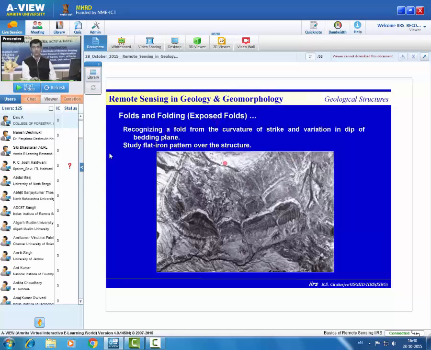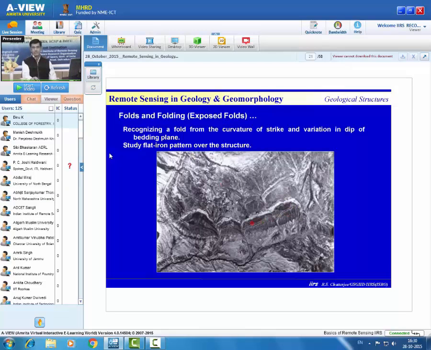So faults may be exposed faults, maybe buried. In case of exposed folds, you have to see whether there is a change in strike of the beds or a change in the dip of the beds. That is the definition of a folded structure, isn't it? So to recognize a fold, you need to see whether there is a curvature of the strike of the bed and if there is a change in the dip of the bed.